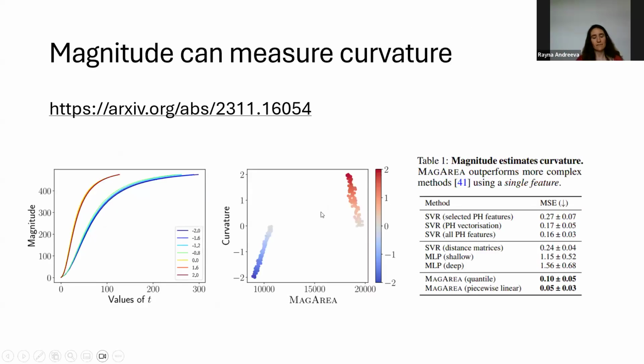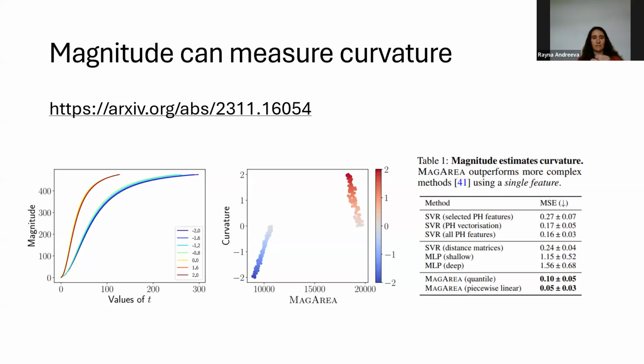So here I wanted to emphasize one interesting result, as I won't have enough time to go through this paper in detail. But we wanted to see if we can measure curvature with magnitude. And what we did was we followed the experimental setup in Turkish et al., where they are using persistent homology to predict curvature. The experimental setup is that we sample points from surfaces with constant curvature varying between -2 and 2. And we compute the area under the magnitude curve, which we deem mag area.